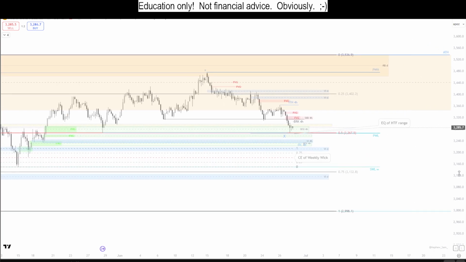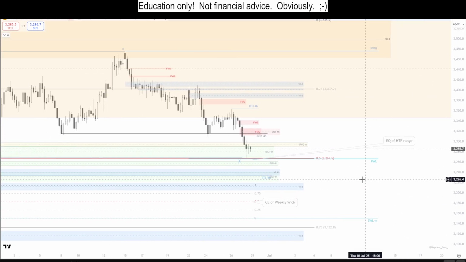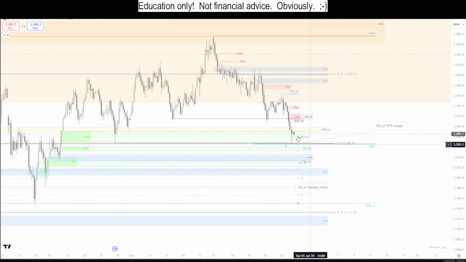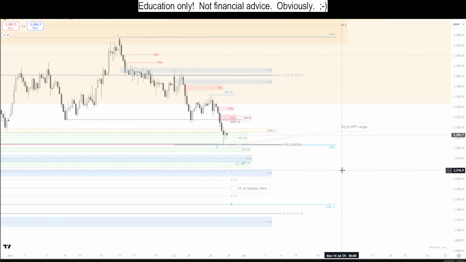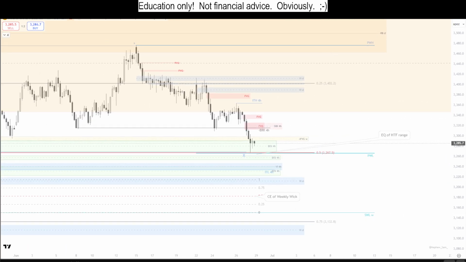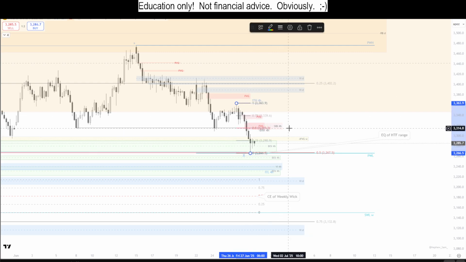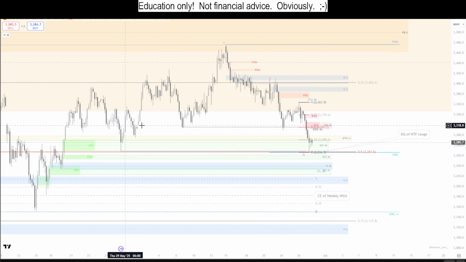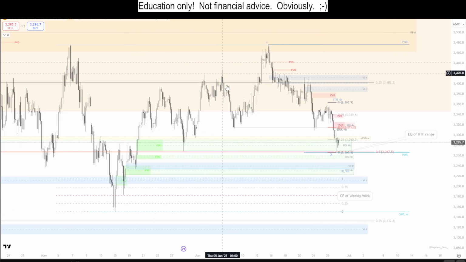But looking at this on the 4 hour, it seems like we now have a small dealing range over here, where it is totally possible that we retrace back up to consequent encroachment or equilibrium of this dealing range inside this SIBI over here. Now that SIBI also aligns with a bearish breaker. We had a higher high and a lower low.